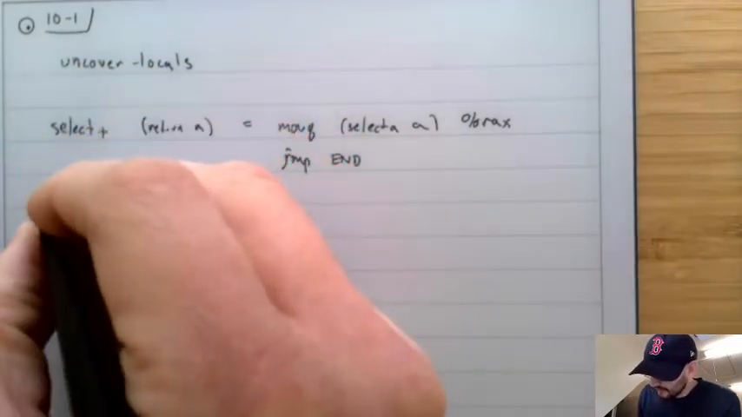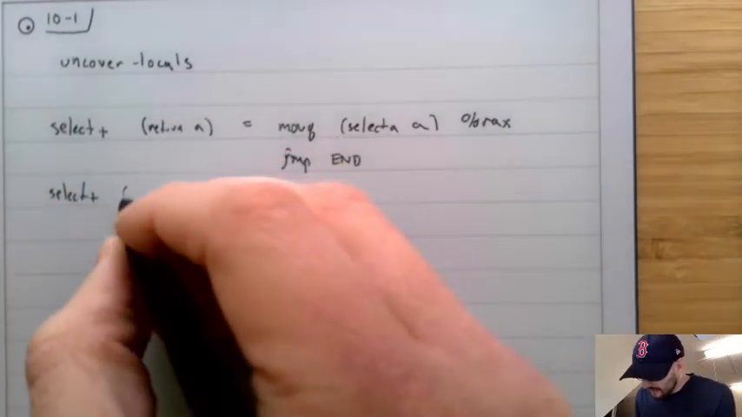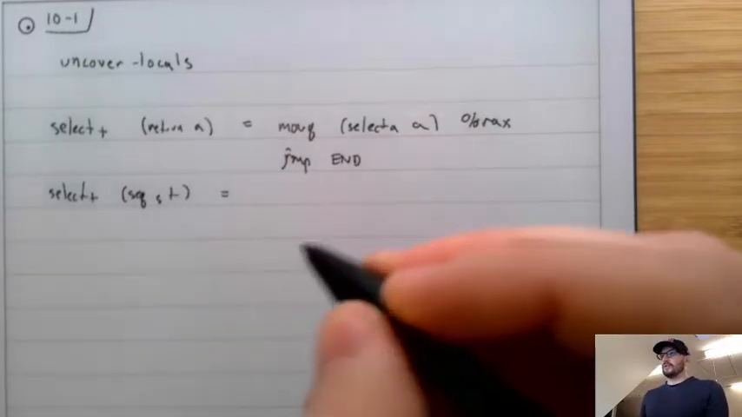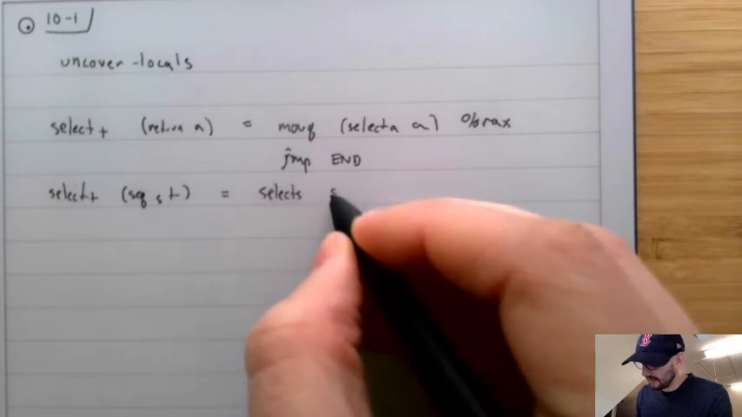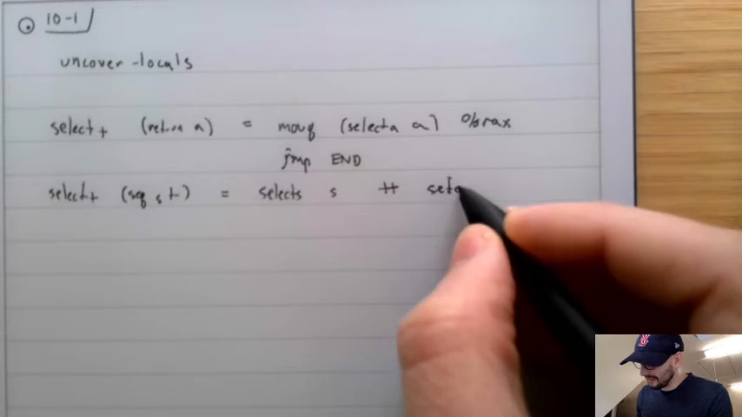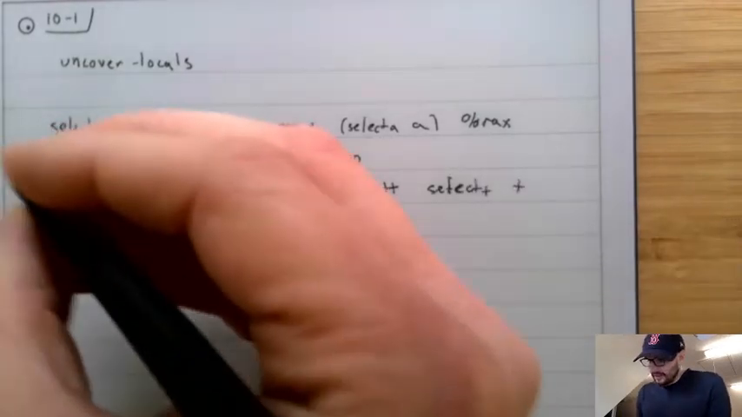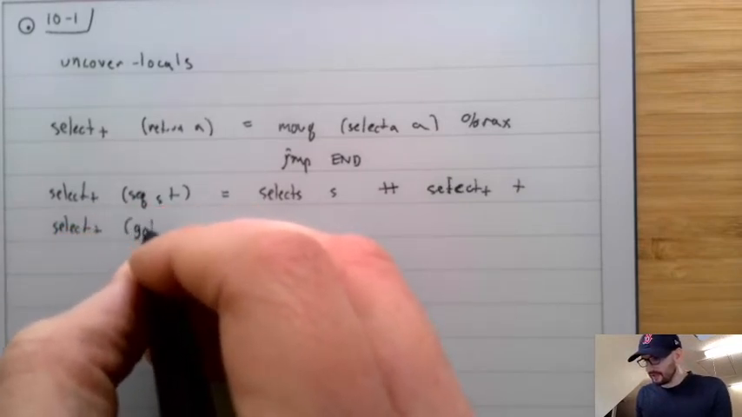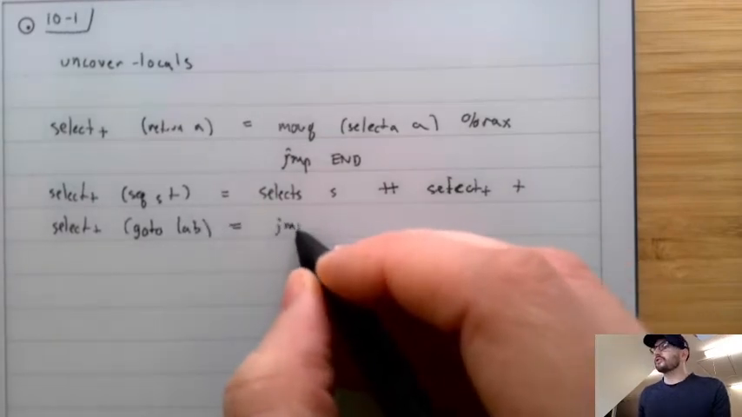The next thing we could have is a select T where we have a sequence of S and T, in which case we would do select S on the S, and then join that with doing select T on the T. Another thing that could be a tail is a goto. We could have a goto of a label, in which case we would just generate a jump instruction to that label.